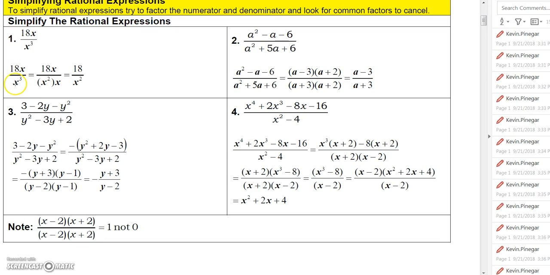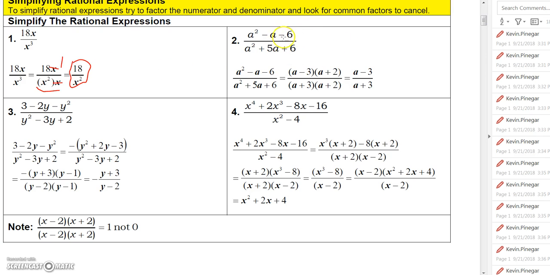I know the denominator x cubed can be written as x squared times x here, and then I can actually cancel x over x, because remember x over x is 1. Then I would just have 18 times 1, which is 18, and in the denominator I would have x squared. So that would just be 18 over x squared.